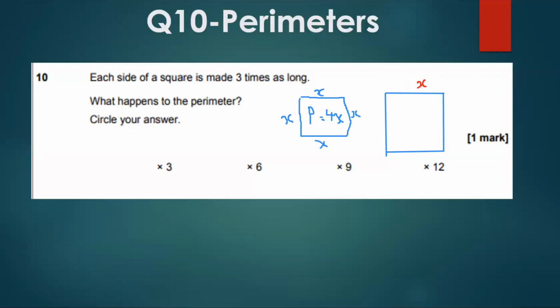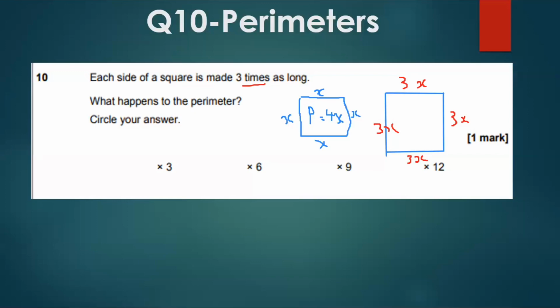Should be a 3x there. Okay, so drawing it properly, that's 3x. This is going to be 3x. This is going to be 3x. And this is going to be 3x. Because in algebra or in maths, when it says 3 times as long, if that is x here, 3 times as long for this one, it's going to be 3 times x, which is 3x.